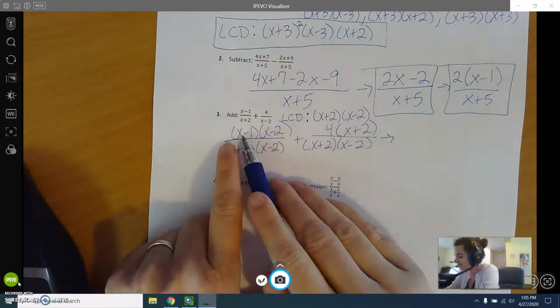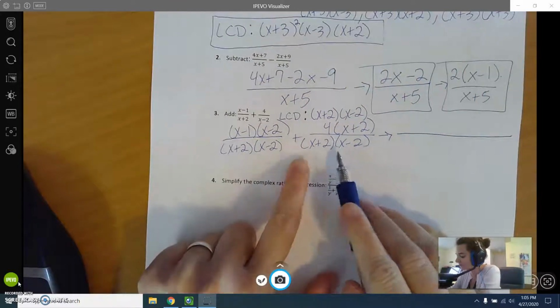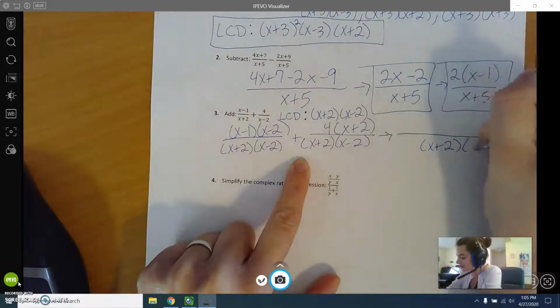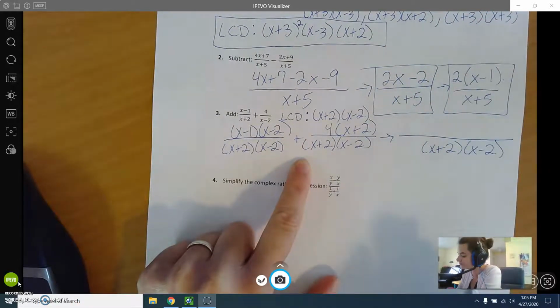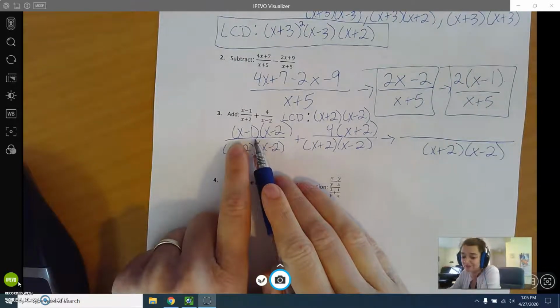Let's see. So we are ready to add them, so we can have one big numerator. And my denominator stays the same when I add or subtract. So it's going to be x plus 2, x minus 2. While we're doing this, let's go ahead and start our multiplication, because might as well. We're going to have to sometime.